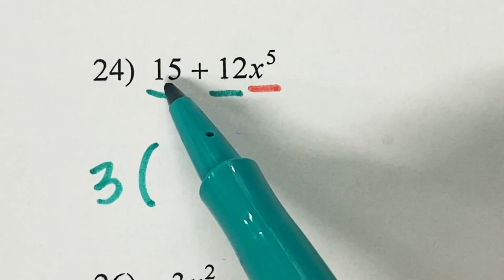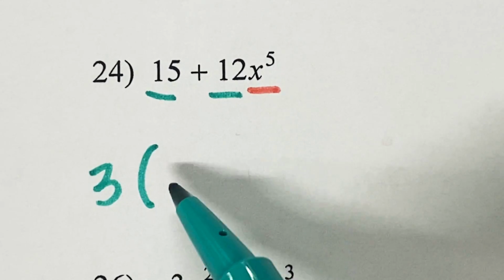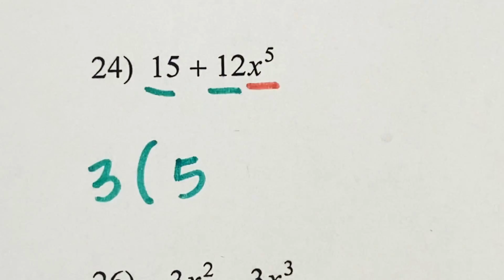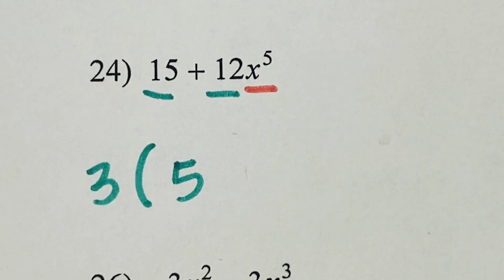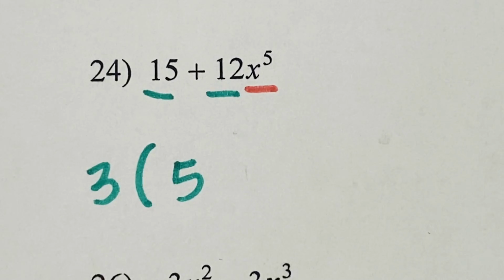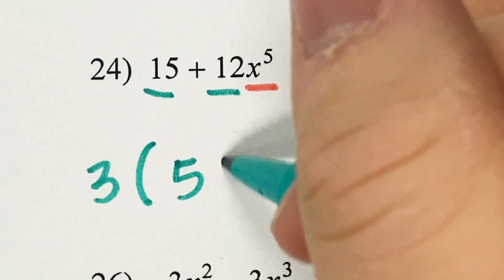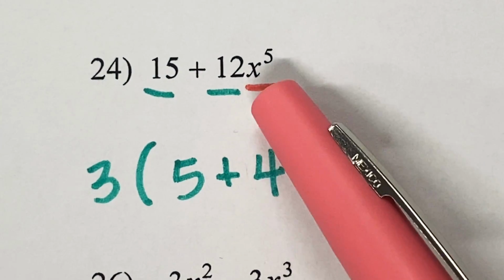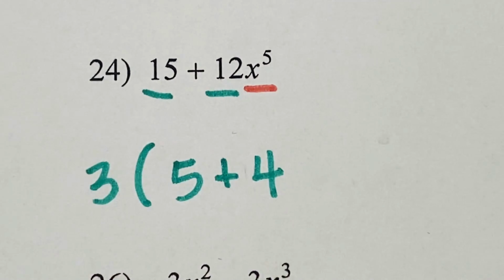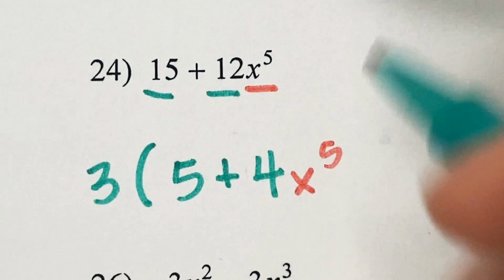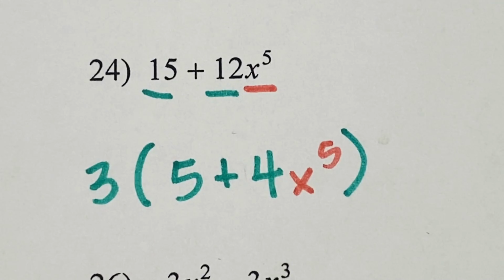What is 15 divided by 3 for my first spot? 15 divided by 3 is going to give me 5. For my next spot, what is 12 divided by 3? It's going to give me a positive 4, so plus 4. And then how many x's was I able to take out? 0. So we still have x to the 5th left inside right by that 4. And there is our final answer.